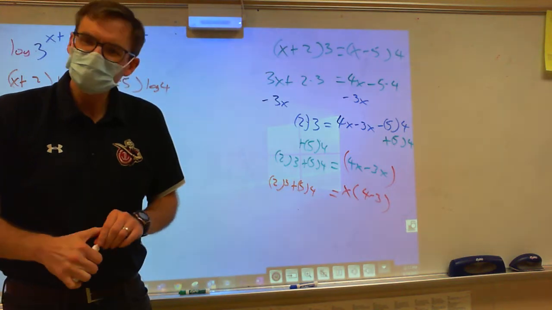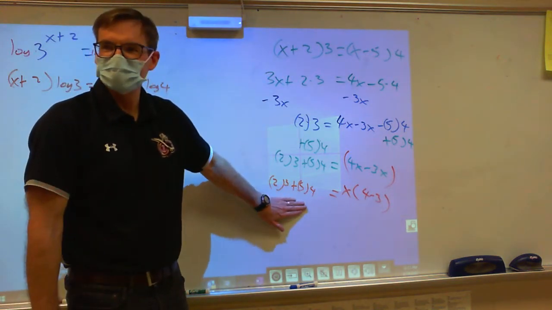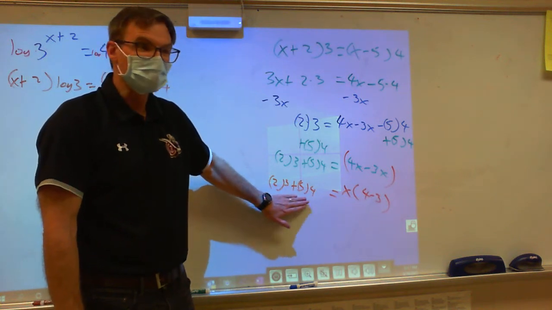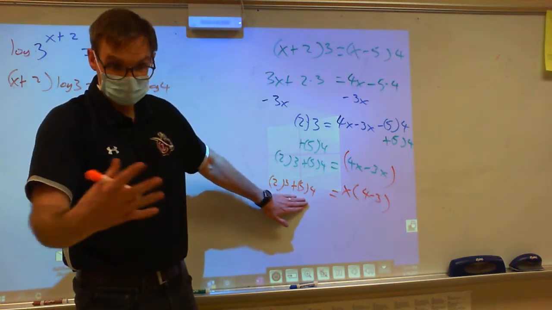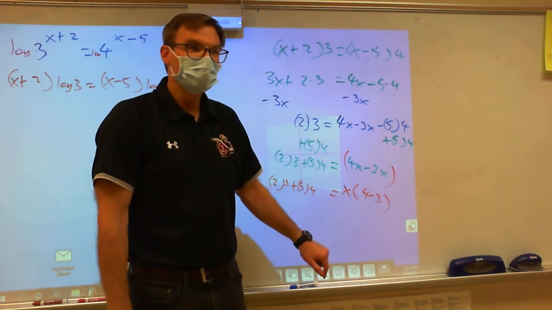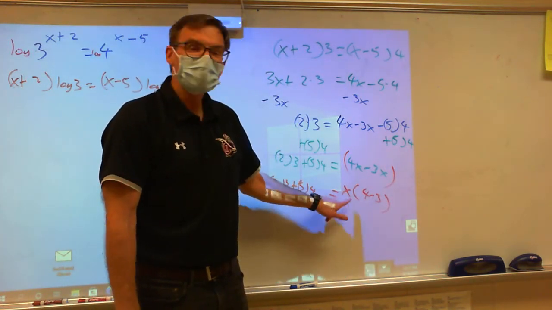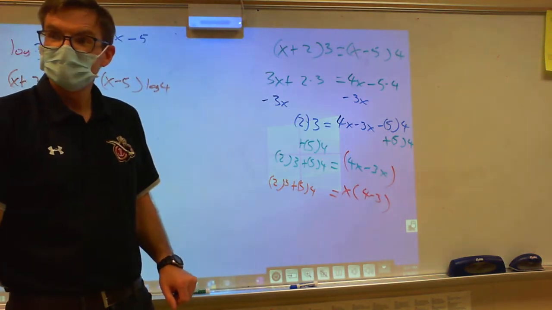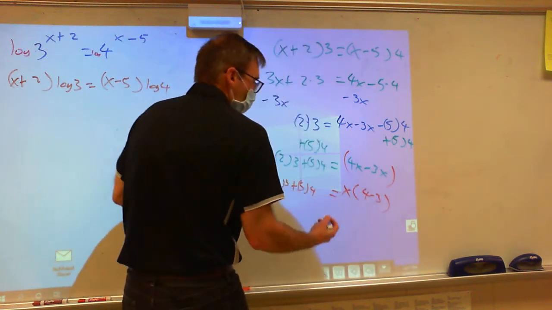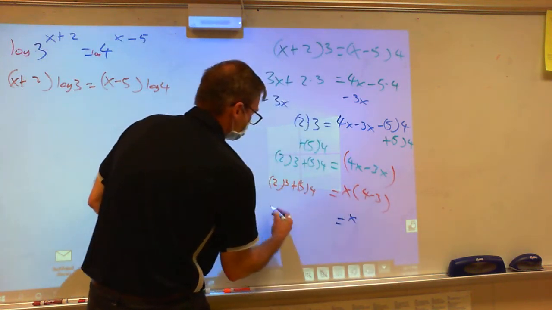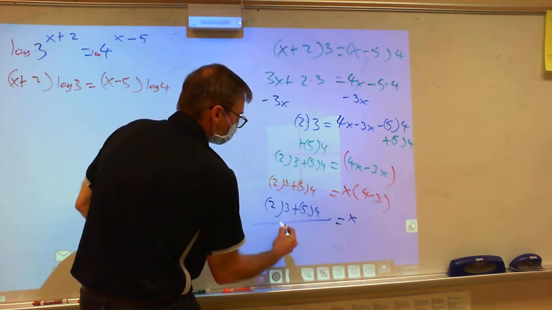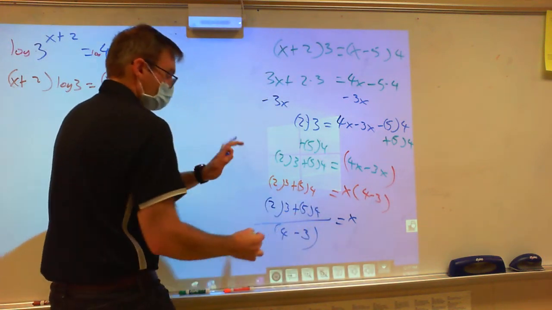Now when I look at this, can we agree that this is a number? Can everybody agree that's a number? The number happens to be 26, but it's a number, isn't it? Can we agree that 4 minus 3 is a number? And there's an x. How would I get x by itself? Divide by the 1, right? And so then I end up with x is equal to 2 times 3 plus 5 all over 4 minus 3. Does everybody see that?